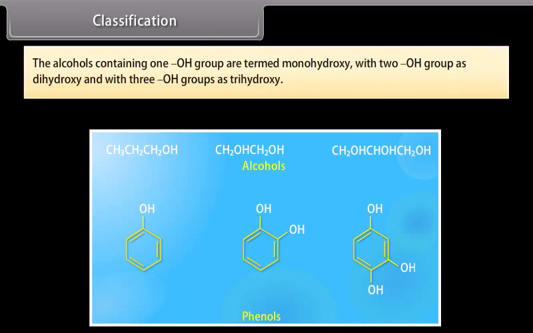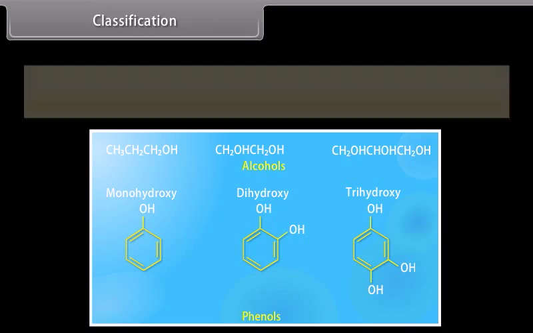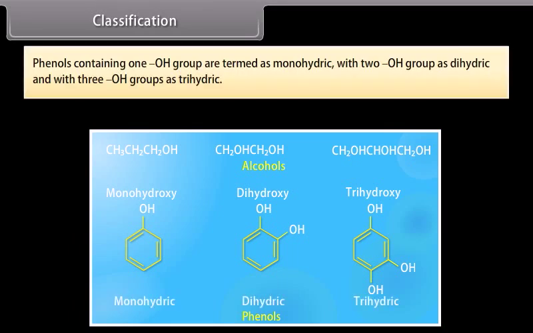The alcohols containing one hydroxyl group are termed monohydroxy, with two hydroxyl groups as dihydroxy, and with three hydroxyl groups as trihydroxy. Phenols containing one hydroxyl group are termed monohydric, with two hydroxyl groups as dihydric, and with three hydroxyl groups as trihydric.